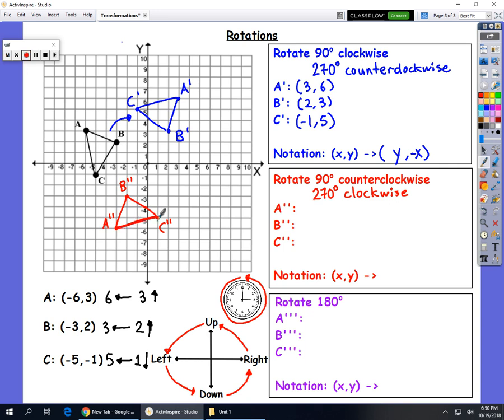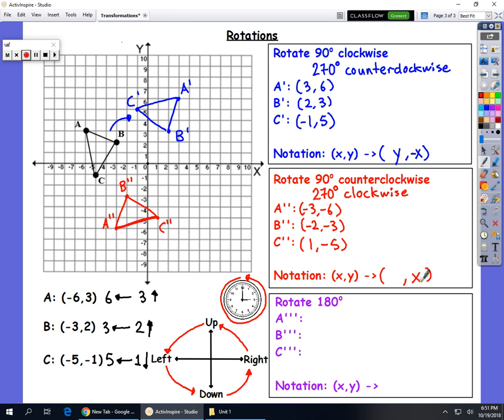Right? And let's think about what happens to the points. Well, A double prime is negative 3, 1, 2, 3, 4, 5, 6, negative 3 and negative 6. B double prime is negative 2, negative 3. C double prime, 1, 1, 2, 3, 4, 5, 1, negative 5. So look at the points. Again, my X and Y values have switched. It was negative 6. Now the negative 6 is on the other side. 3 on the other side. So they've definitely switched, but something has changed.